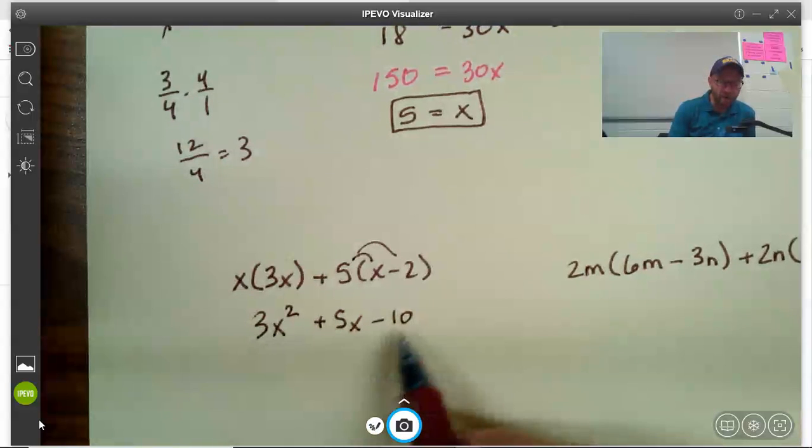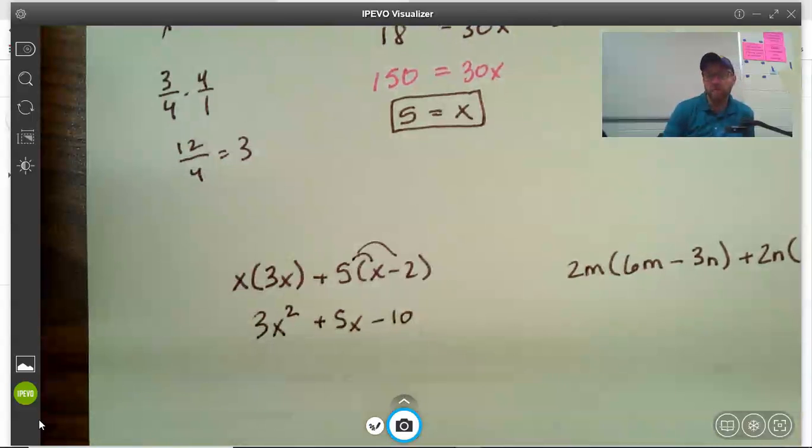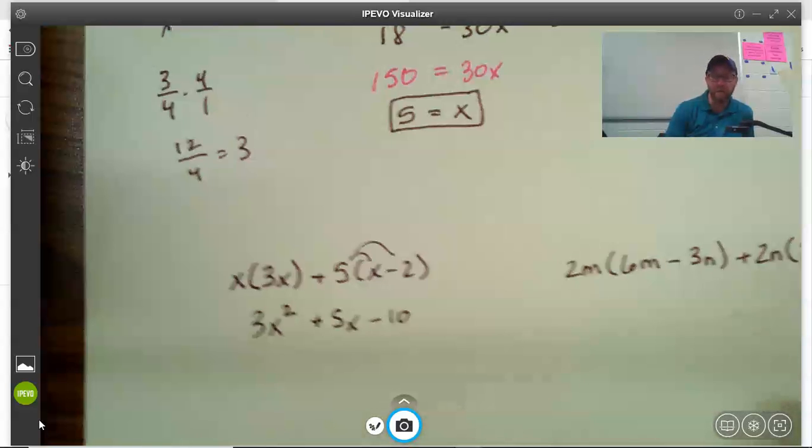And now we've got 3 different terms: an x squared term, an x term, and just a regular constant term. No more simplifying we can do there. We can't combine any of those.